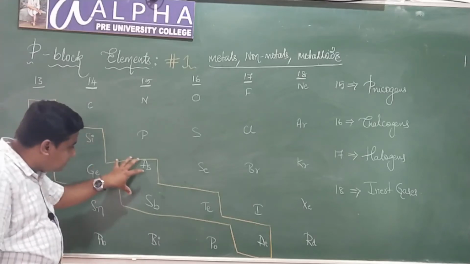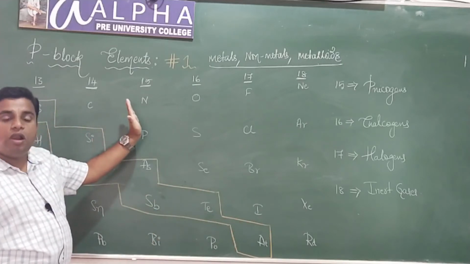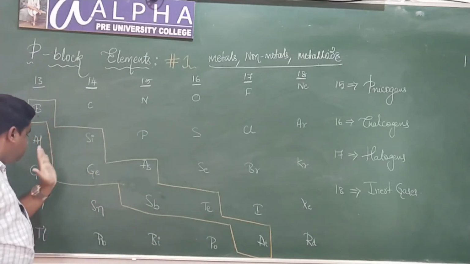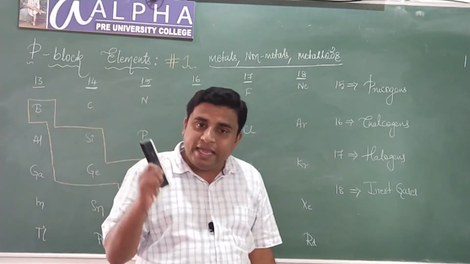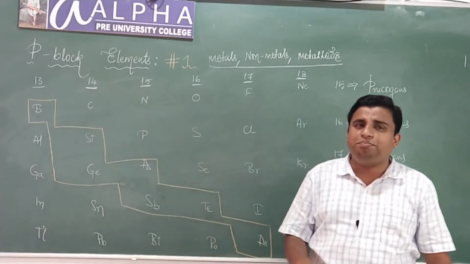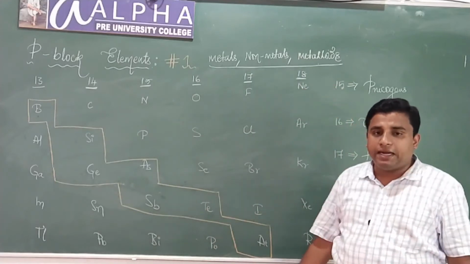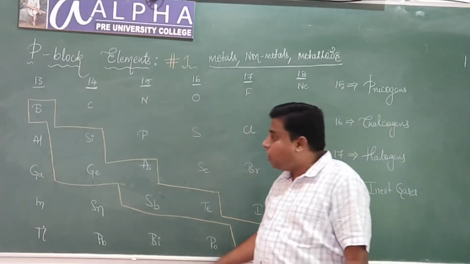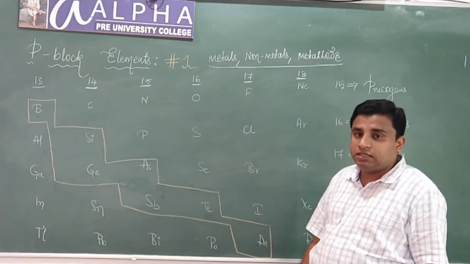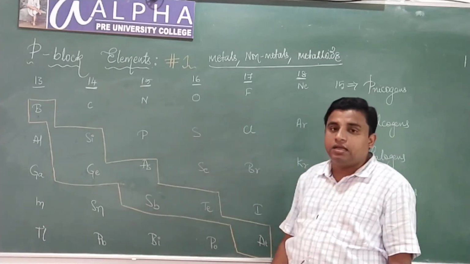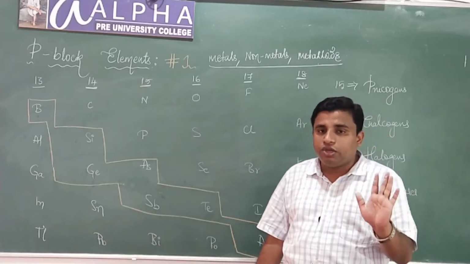So the elements in this zigzag manner are metalloids. The elements above metalloids are all non-metals. The elements below metalloids are metals. So it is only in the P block that we observe metals, non-metals as well as metalloids. Once again, please recall the elements in the zigzag manner are metalloids, the elements above metalloids are non-metals, the elements below metalloids are what? Metals. No doubts with this?